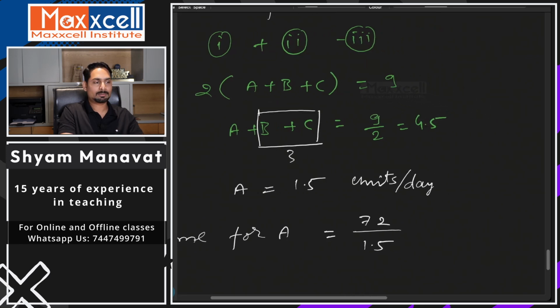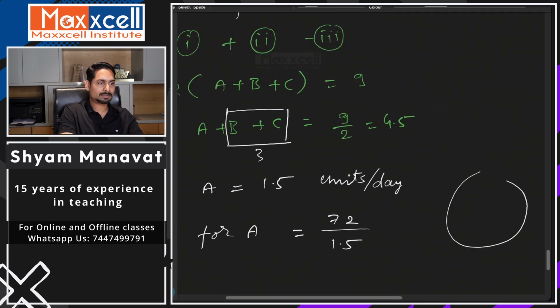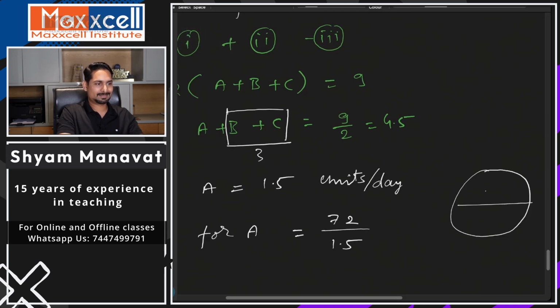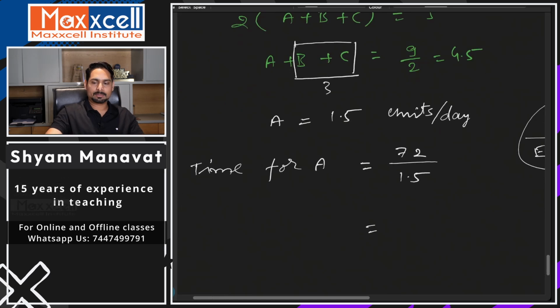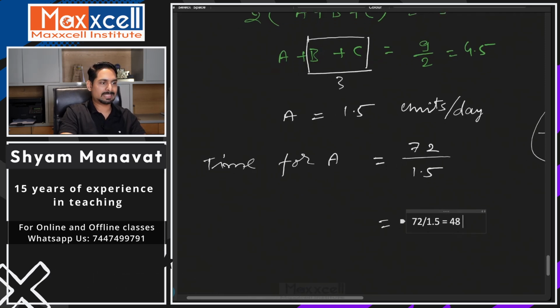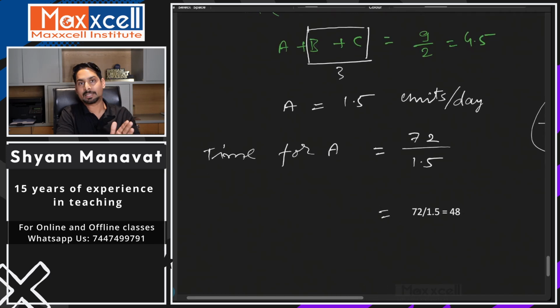Yeah, that's the formula for time, right? Remember that circle? I'm not very good at drawing. So work, efficiency and time. If you want to find out time, it is work upon efficiency, right? Okay, now simplify this. What will you get? 72 by 1.5 will get you 48. So time taken by A to complete the job alone will be 48. Okay, 48 days.